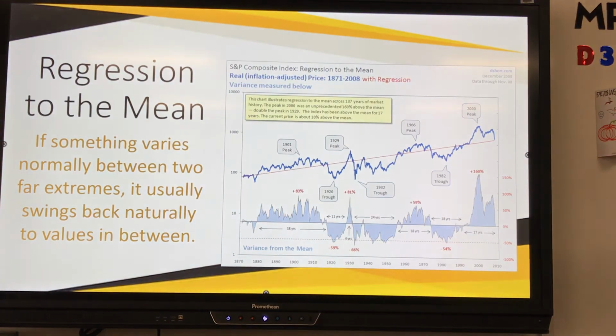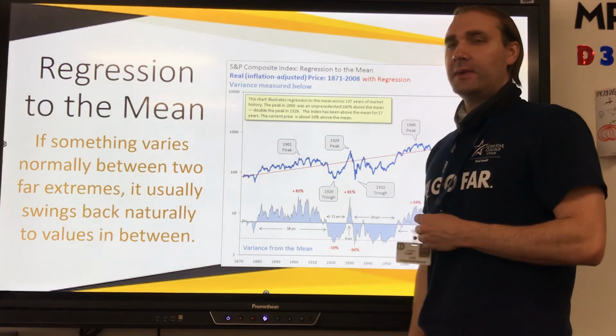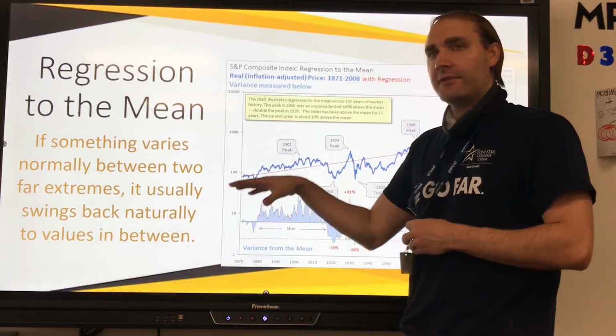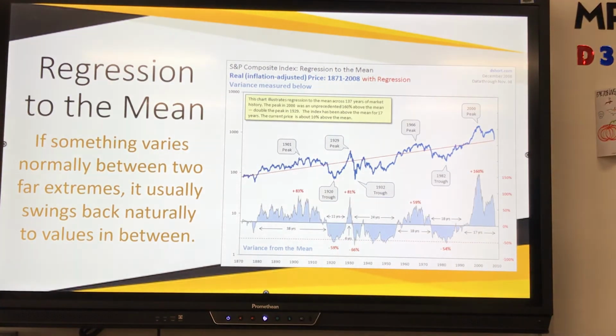And then one more, regression to the mean. You hear this a lot with sports. All of a sudden somebody's batting .500. That doesn't make too much sense. Eventually they'll start regressing more to their actual average of .250 or whatever. So it's something that varies normally between two far extremes. It usually swings back naturally to values in between.